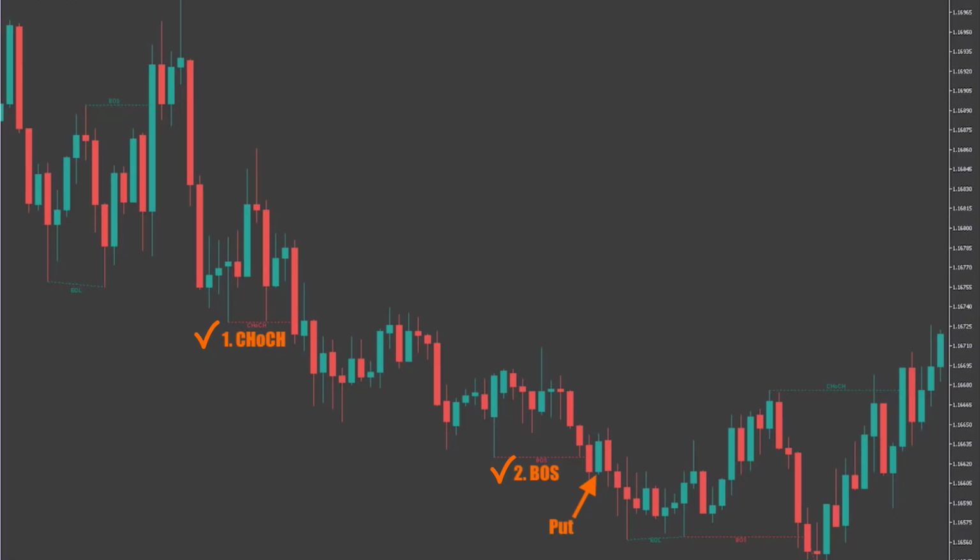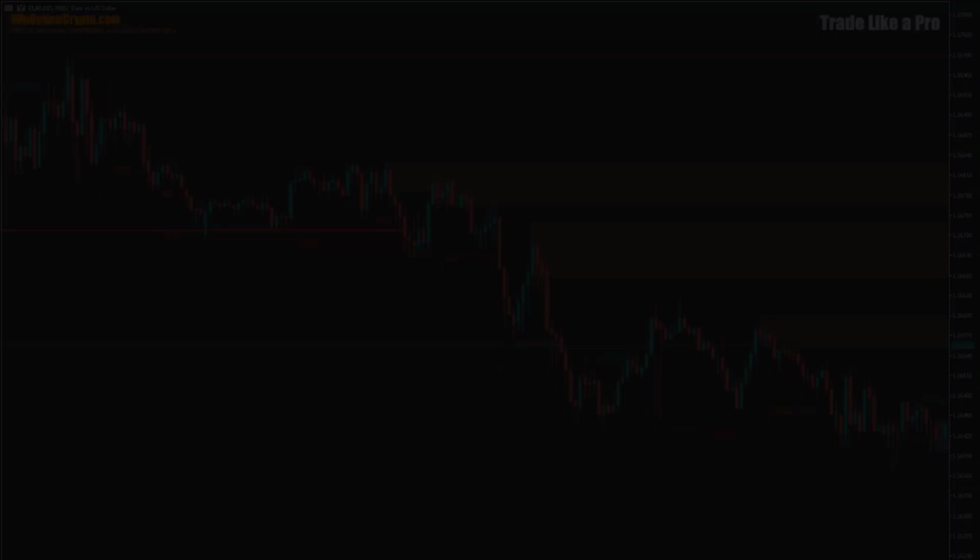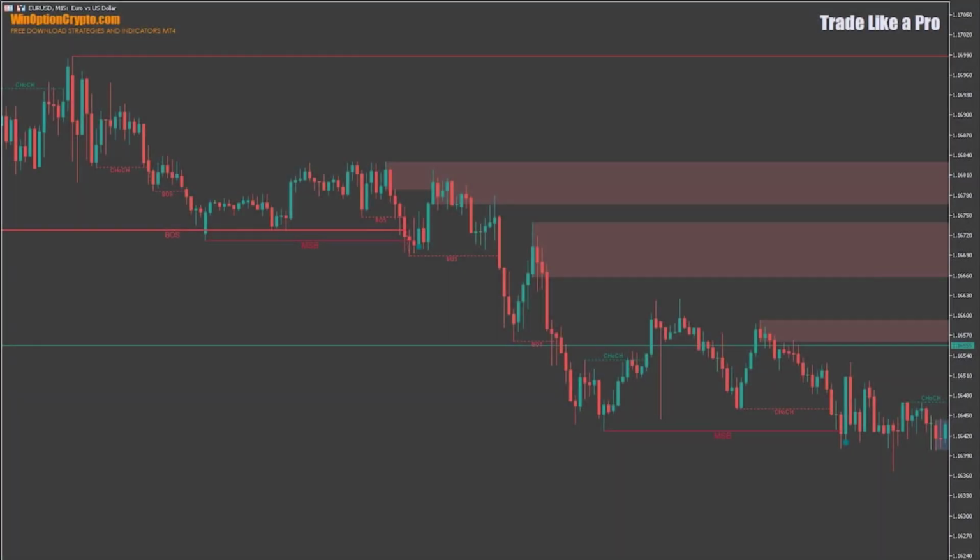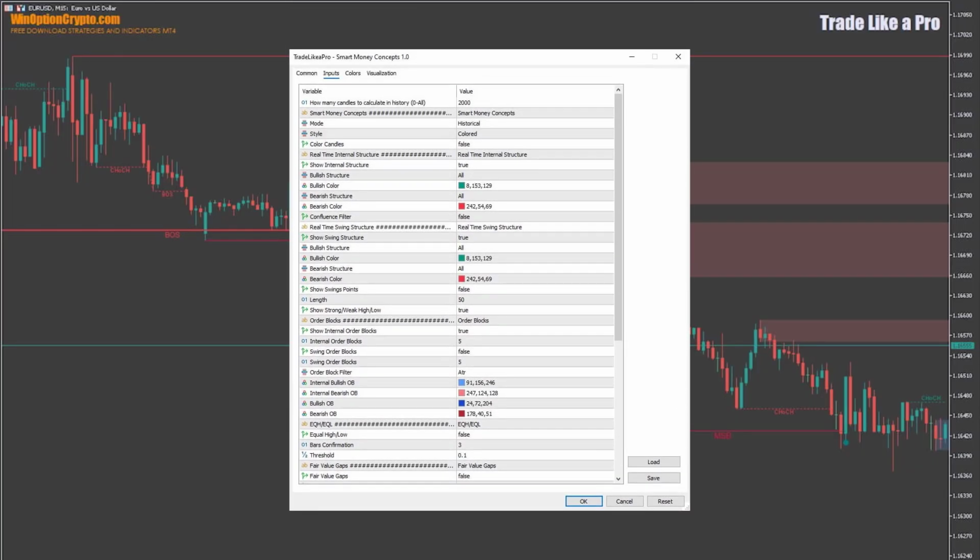As soon as you see this pattern, you can confidently open put options, as we are witnessing a reversal of the bullish market that has confirmed its intention to move downward after the first break of structure in this direction. Now let's say a few words about the settings of Trade Like a Pro - Smart Money Concepts. This indicator has many parameters.